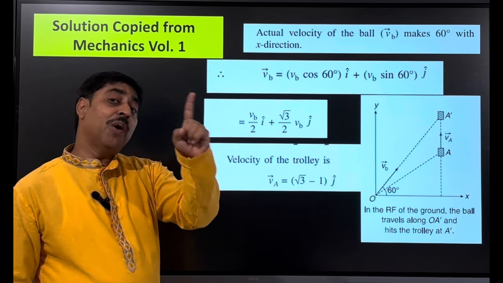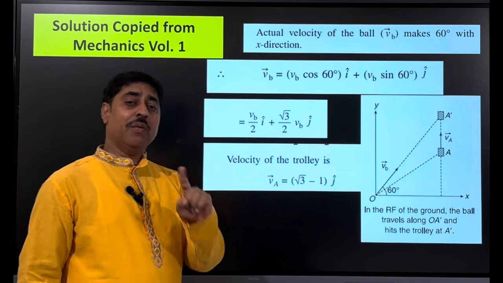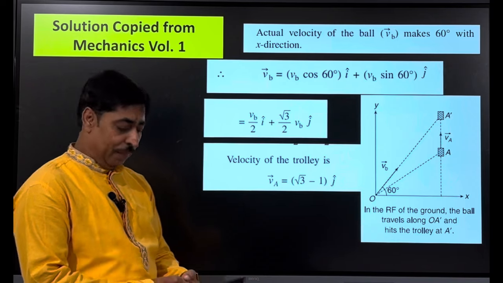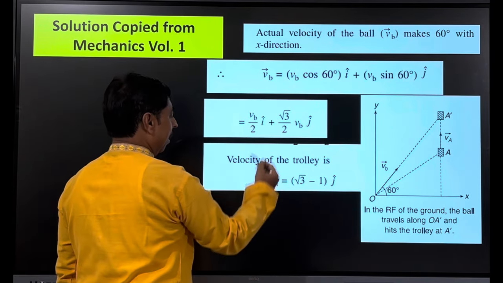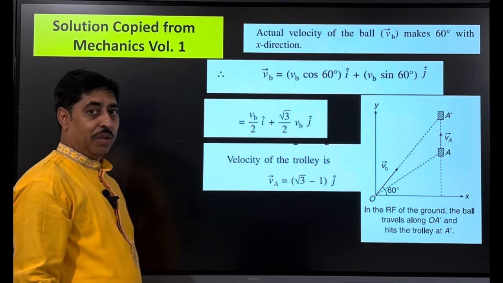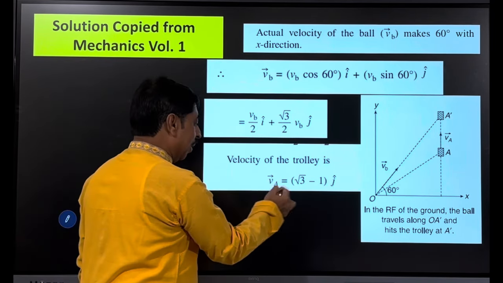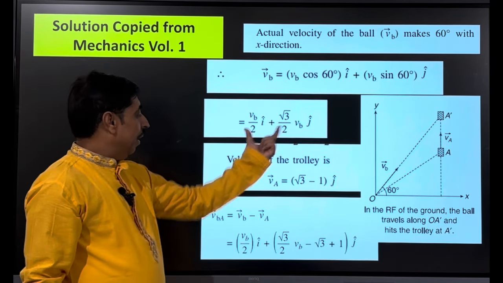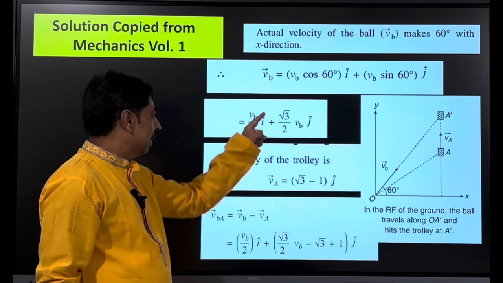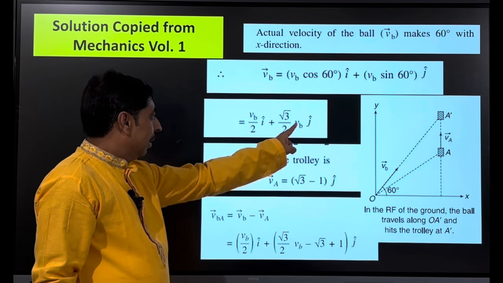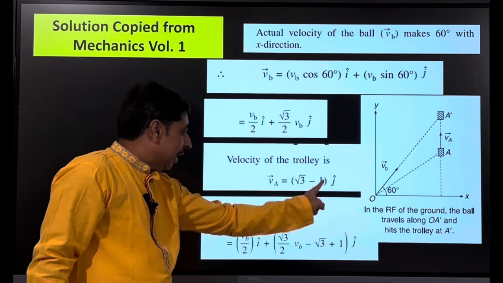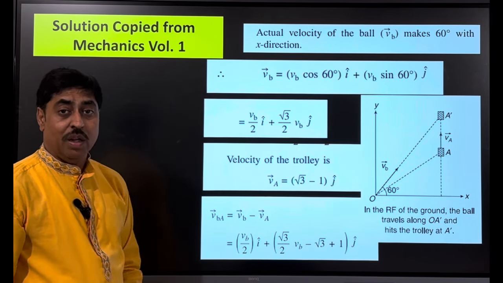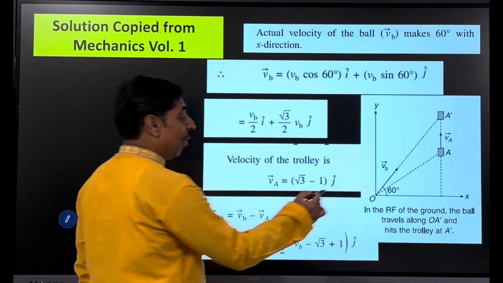What is the velocity of the ball relative to the trolley? What is the velocity of A relative to B? Va minus Vb. So the velocity of the ball relative to the trolley can be written as this Vb vector minus this velocity of the trolley. Velocity of the ball with respect to the trolley is Vb minus Va, and this is what we are going to do, this minus this. So many i cap, this j and this j, so this minus this j cap. So this is the velocity of the ball relative to the trolley.